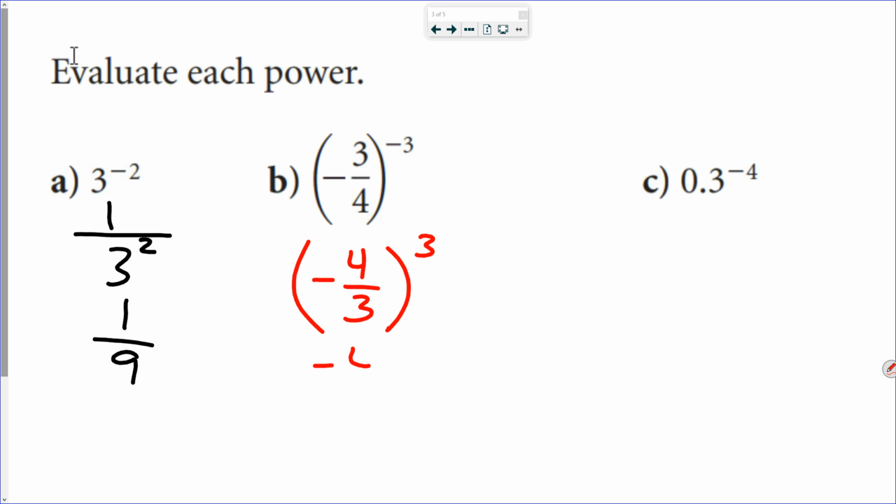So we get negative 4 to the third over 3 to the third. I took the negative sign, applied it to the 4. You can apply it to the 3 if you're so inclined. It won't matter at the end. Negative 4 to the third power is going to be negative 64. 3 to the third power is 27. So we have negative 64 over 27.